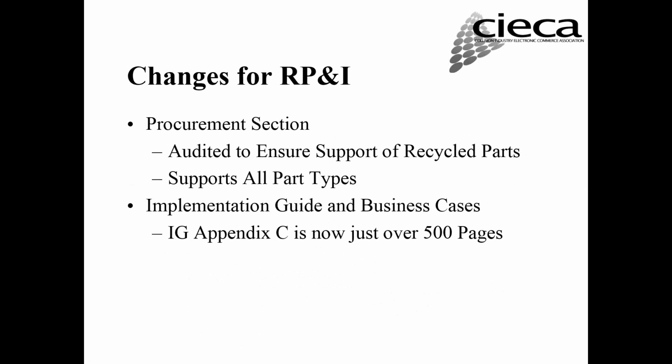Changes for RP&I: a procurement section was audited to ensure support for recycled parts, and it did indeed come through that audit by supporting all the part types, and the implementation guide and business cases got up to an implementation guide with 500 pages at this point. Changes for claim save were that we identified the need for the ID info to repeat.